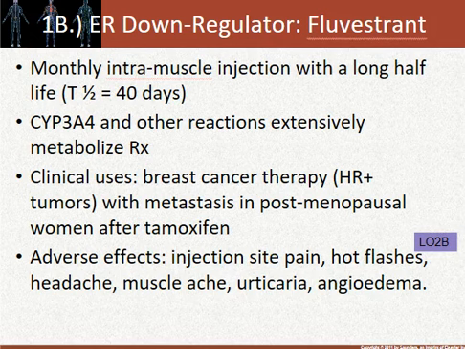Clinically, this is used for breast cancer, obviously hormone receptor positive breast cancers, with metastasis in postmenopausal women, typically after tamoxifen therapy. The adverse effects include injection site pain, hot flashes, headache, muscle ache, as well as itchiness and angioedema.